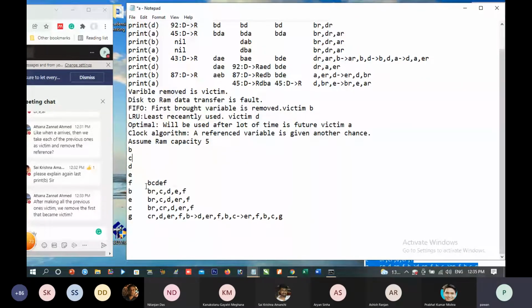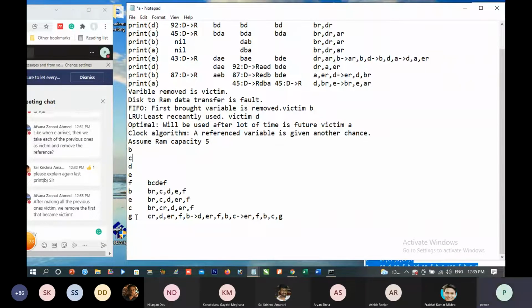Up to 5, there is not a problem. B is referenced, so it becomes BRCDEF. Then E is referenced, so it becomes BRCDERF. C is referenced, so it becomes B, C, R, D, E, R, F. Now G is referenced. Is it correct?